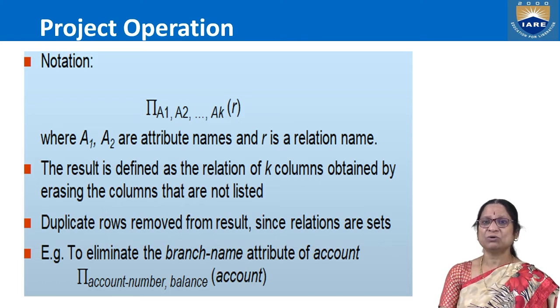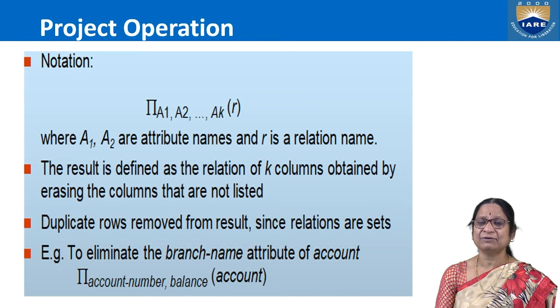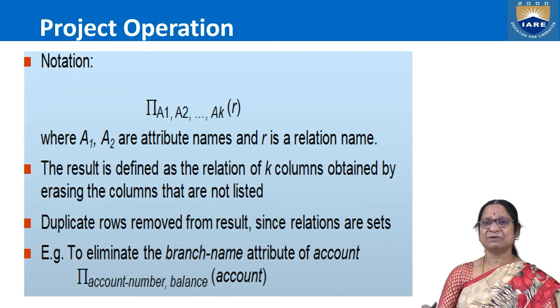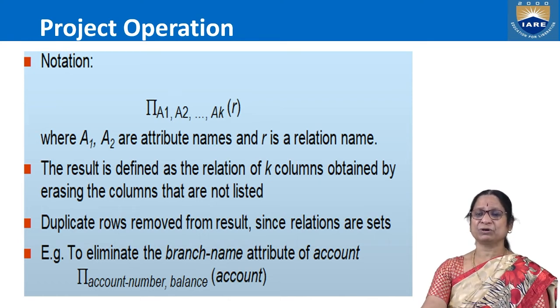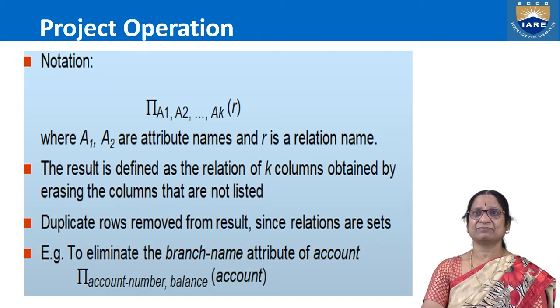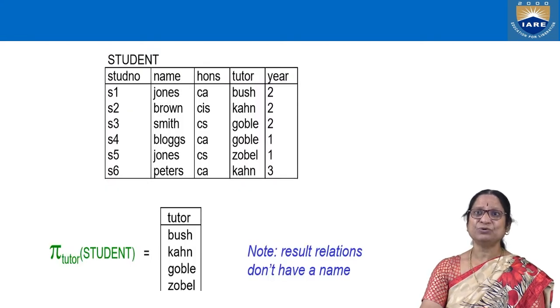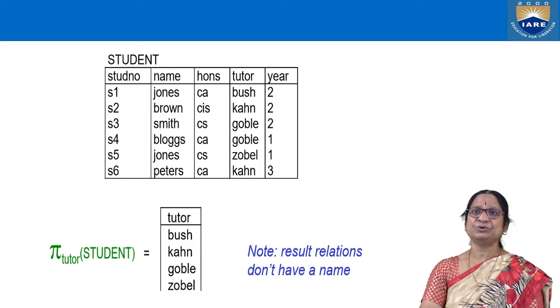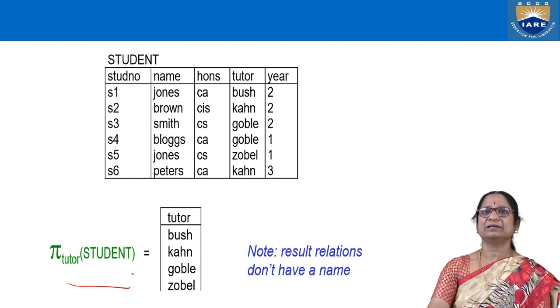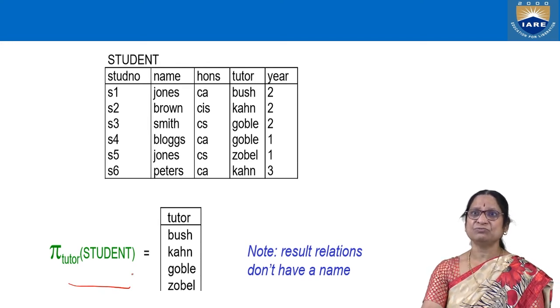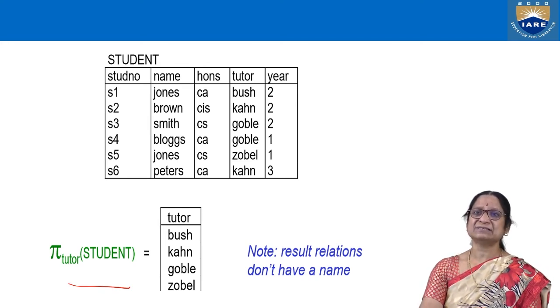So an example of an account, I want only account number and balance. I want to get the display of each account holder's balance. Then I write pi of account number comma balance of account, where account is a relation. The schema of account was represented in previous sessions. Another example, student is there. I want to know only student tutors only. So pi, you observe, pi tutor of student. So tutor means how many? 1, 2, 3, 4, 5, 6. So 6 tuples I am supposed to get.